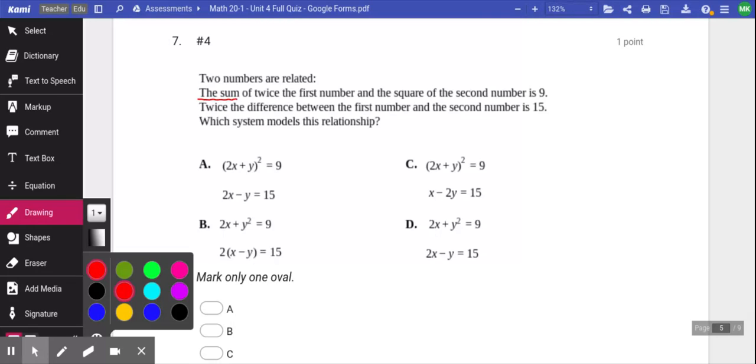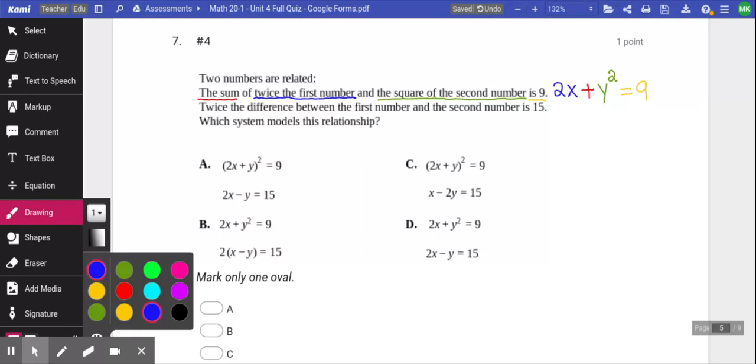The sum. Sum means addition. The sum of twice the first number. Okay, I don't know what the first number is, so I'm going to say twice, which is 2 times x. The sum of twice the first number and the square of the second number. So that would be the second number, which is y, squared. Is means equals 9. There's our first equation: 2x plus y squared equals 9.